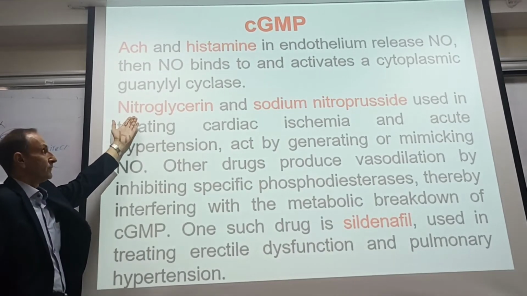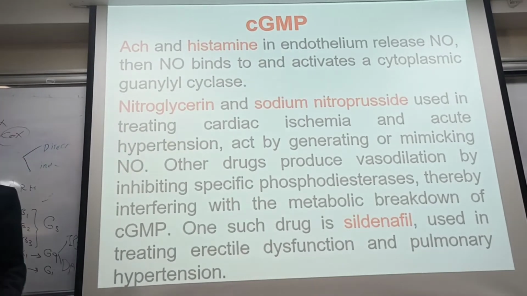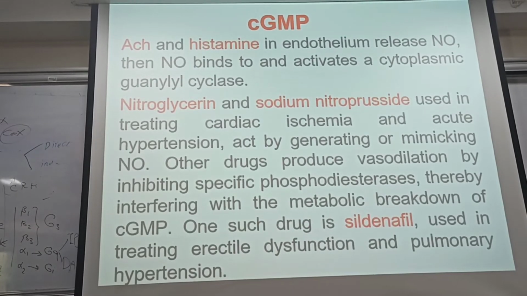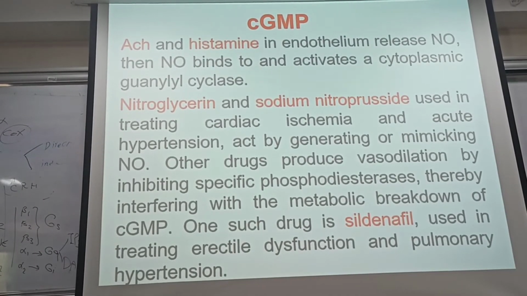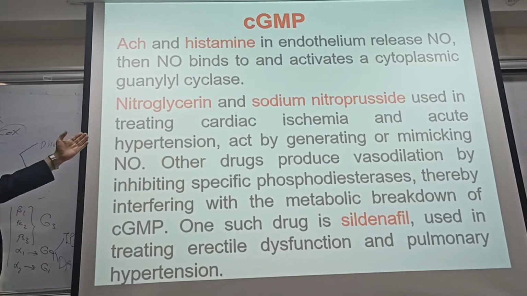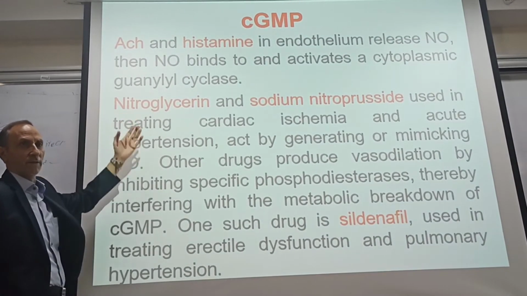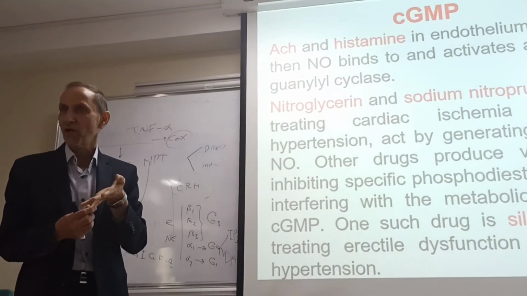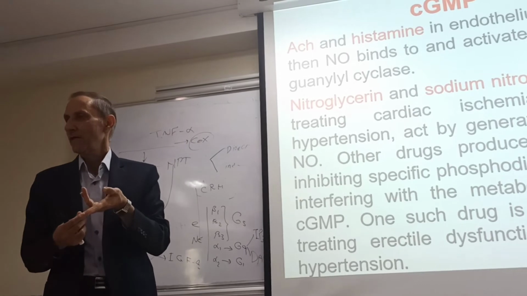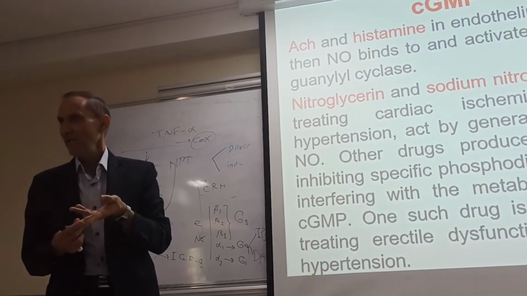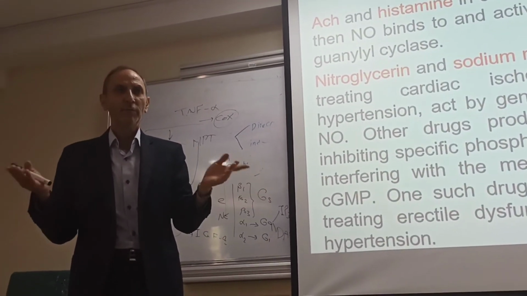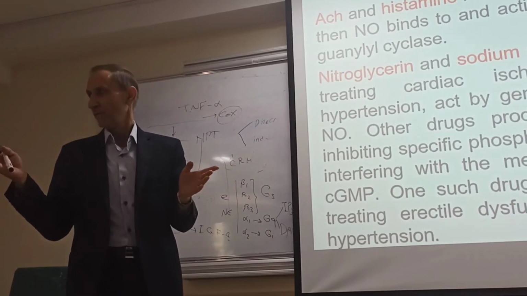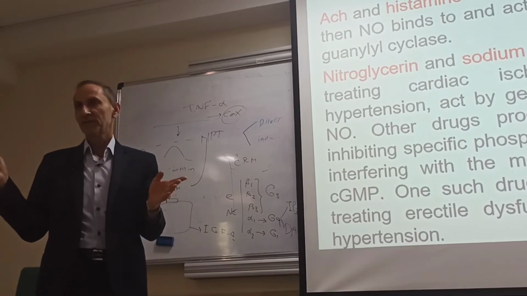You know that nitroglycerin is a vasodilator, and nitric oxide is also a vasodilator. So when we use this drug, we have production of NO, we have activation of guanylyl cyclase, we have more cGMP, and we have vasodilation in both veins and arteries.